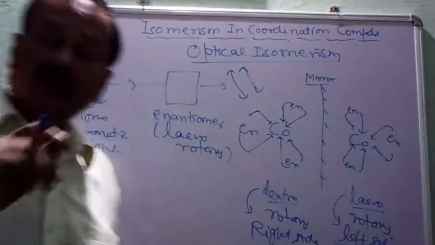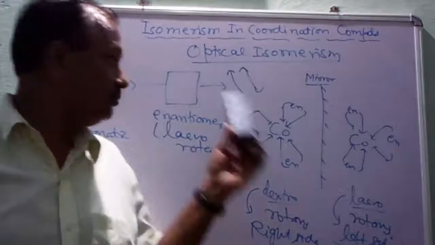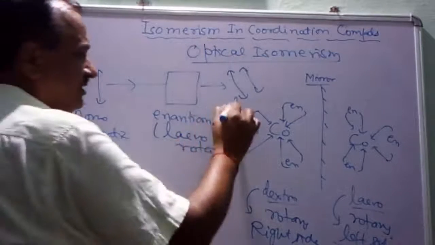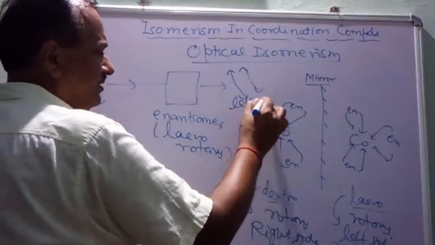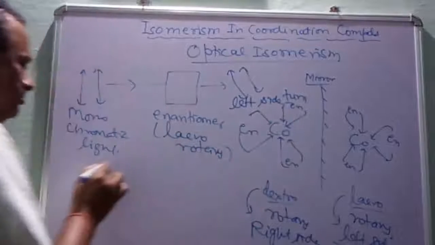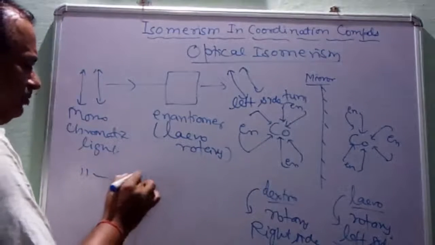Enantiomer or optical isomer which rotates the plane of polarized light toward the left side. This is left side turn.